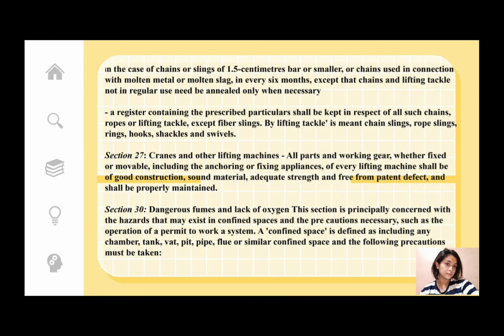So a register containing the prescribed particulars should be kept in respect of all such chains, ropes, or lifting tackle, except fiber slings.